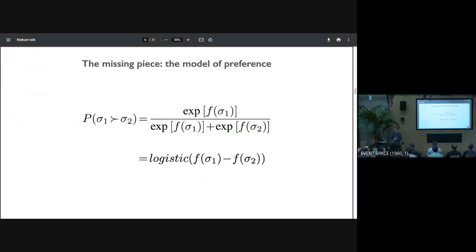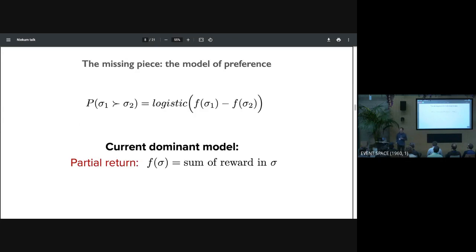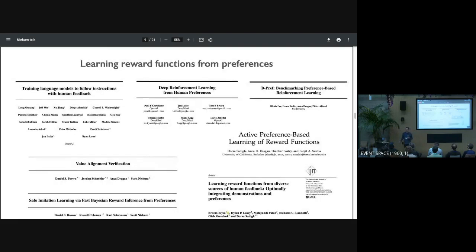The form these models often take is a softmax-looking thing, or Boltzmann rational, where you assume the person exponentially prefers trajectories or outputs that have a higher score under their score function f rather than a lower score. That leaves the question of what that score function f is. The current dominant model is that it's based on the partial return, the sum of rewards in some trajectory sigma. By dominant, I mean all of these papers plus pretty much all the other ones I know about doing this sort of thing use that model.